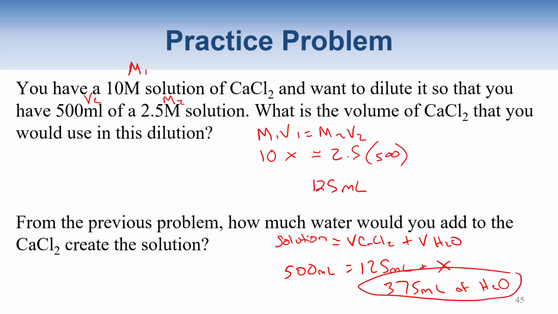So to make this solution, we'd get a flask out. We would put 125 mils of the calcium chloride, and then we would fill 375 milliliters of water in there, so we get to a final volume of 500 mils.